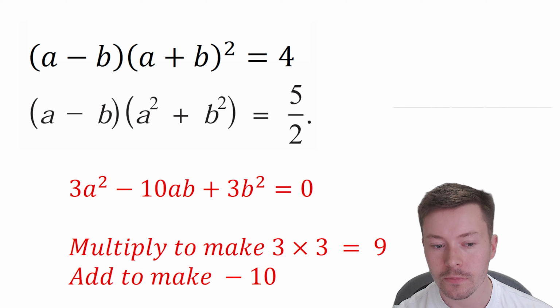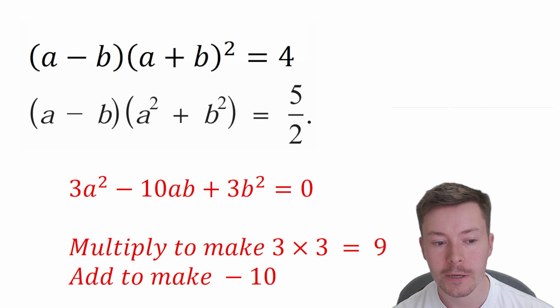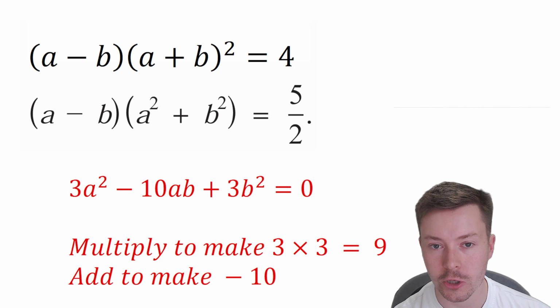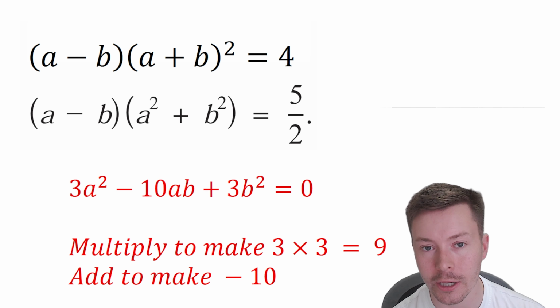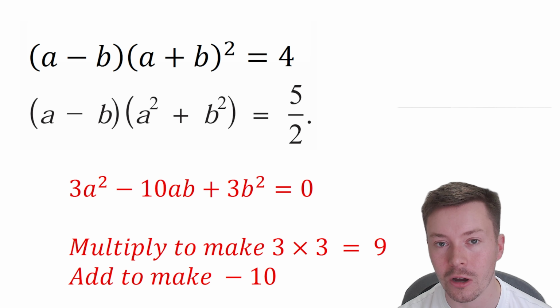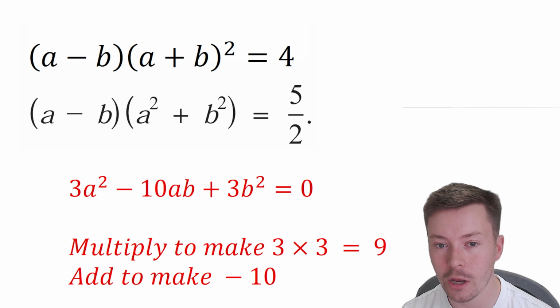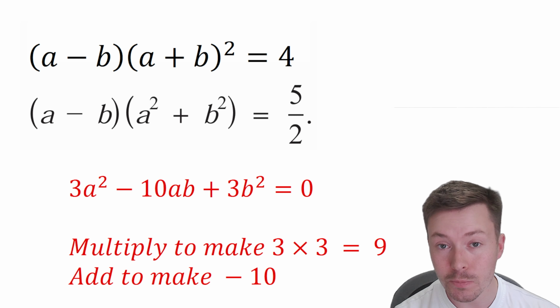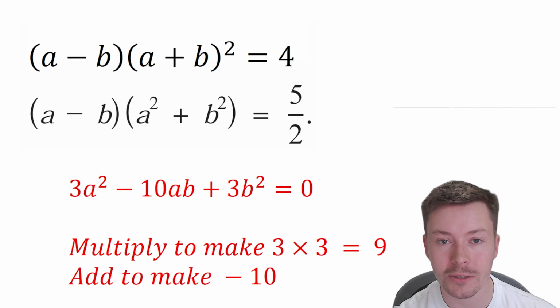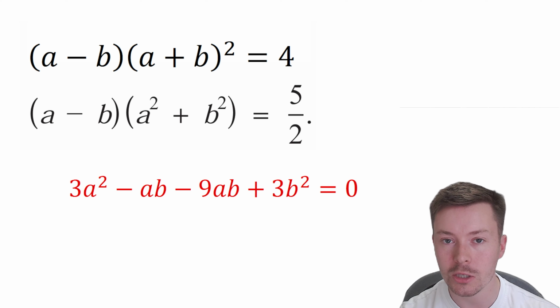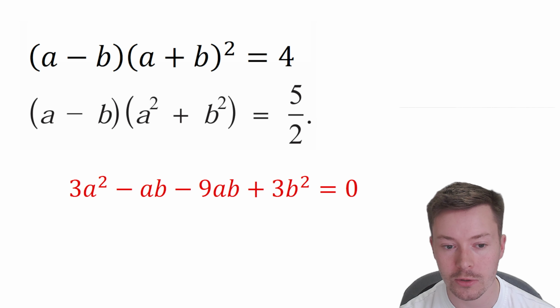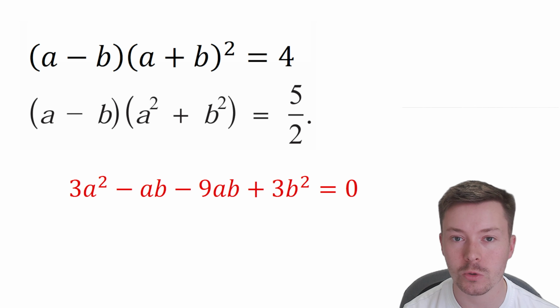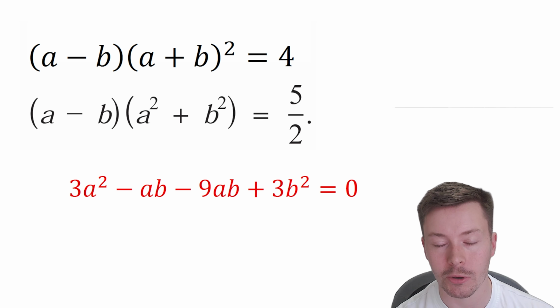Now, to do that, what I need is to multiply the coefficient of my a squared by the coefficient of my b squared. 3 times 3 is 9. So I'm looking for factors of 9 that add to make my middle coefficient, that minus 10, normally the middle one. So I need numbers that multiply to give 9 and add to give minus 10. It's pretty straightforward. It's going to be -1 and -9 that will work. So that means we split the middle term up into those coefficients. So we went from -10ab to -1ab and -9ab.